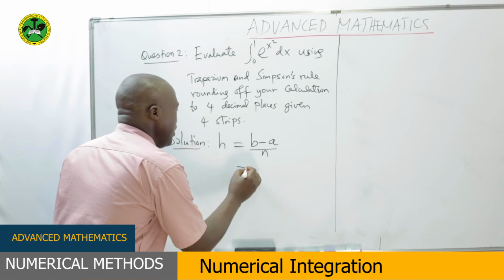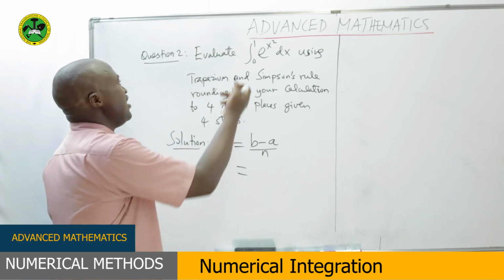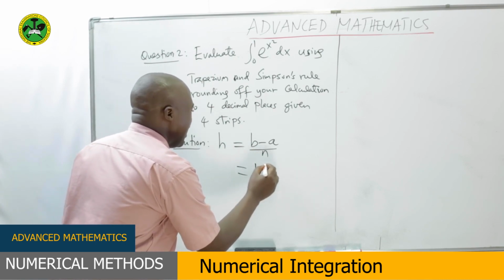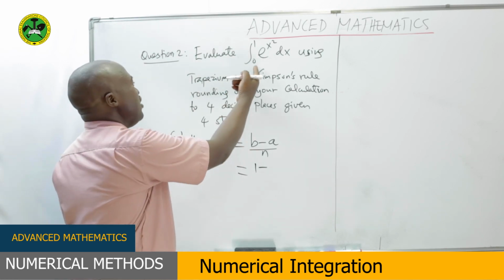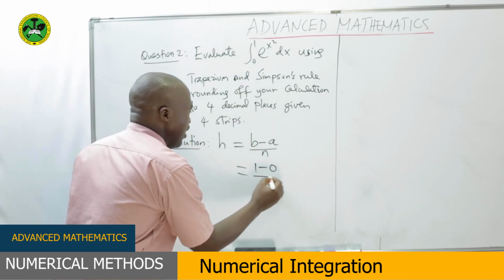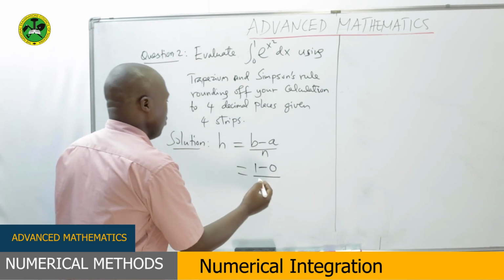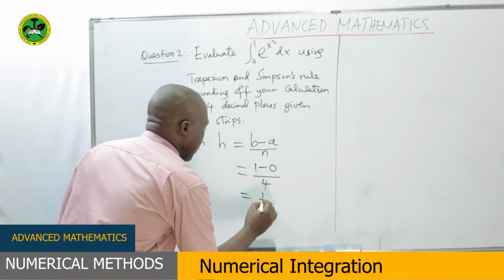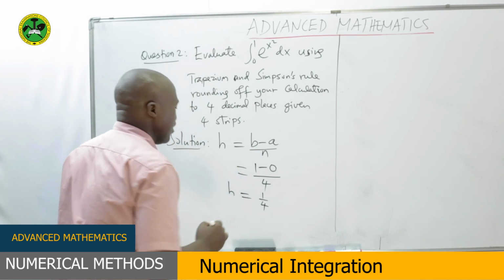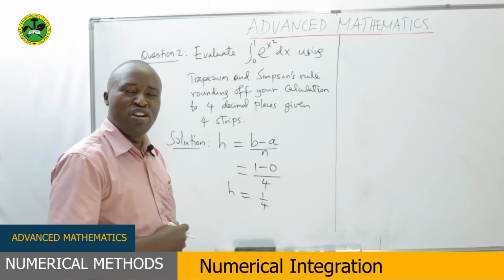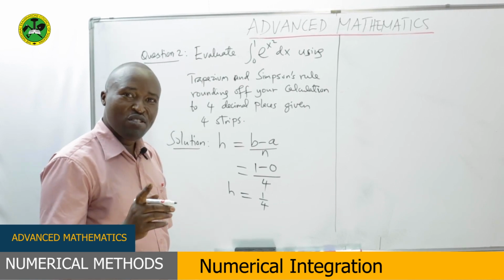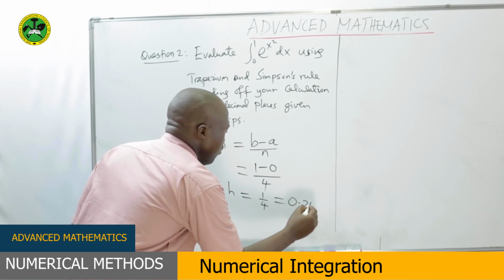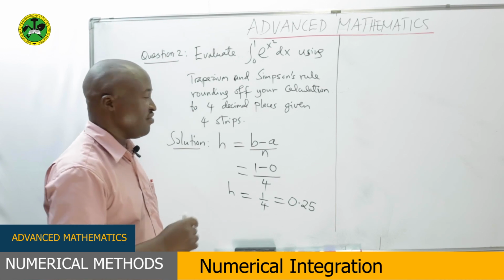So h will be equal to b, that is our upper limit, which is equal to 1. So here just take 1 minus a, that is the lower limit, which is equal to 0, minus 0, over the number of strips, which is equal to 4. So this will be equal to 1 over 4. So our h, my dear student, is equal to 1 over 4. You can write in decimal places, which is the same as 0.25. Now we have h.